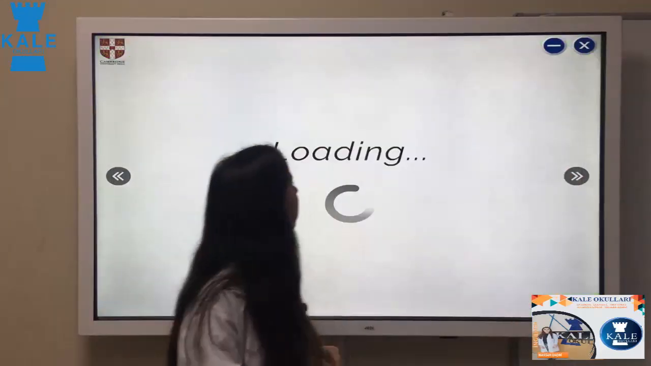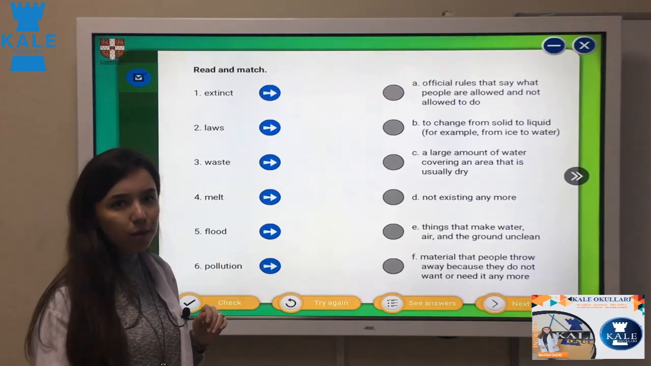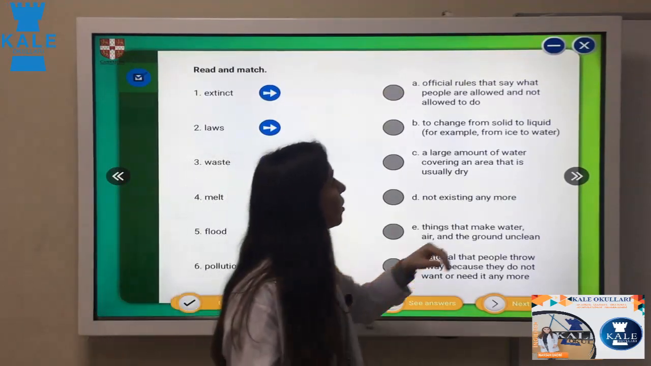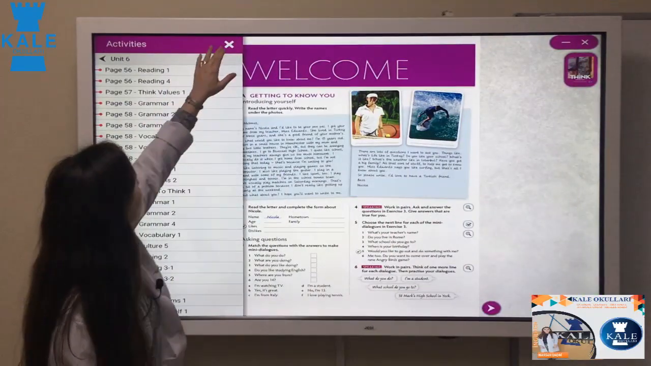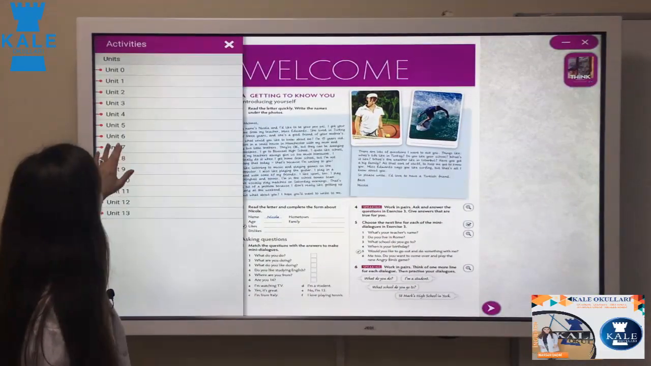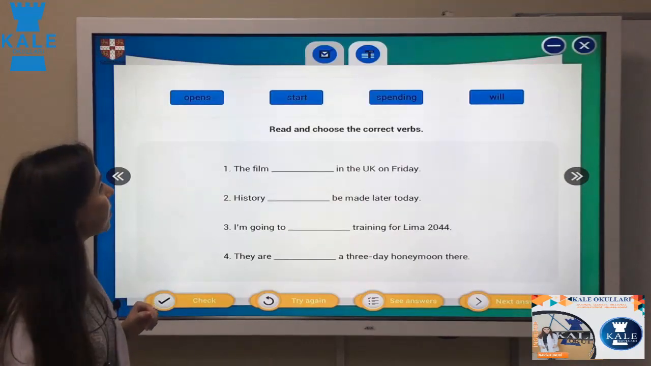Let's check, is there another application or not? This is about the vocabularies. Now I don't want to talk about vocabularies. Let's go to the other units. I'm going to close it. So here, this is unit 6. I want to open unit 7. First grammar, page 68.